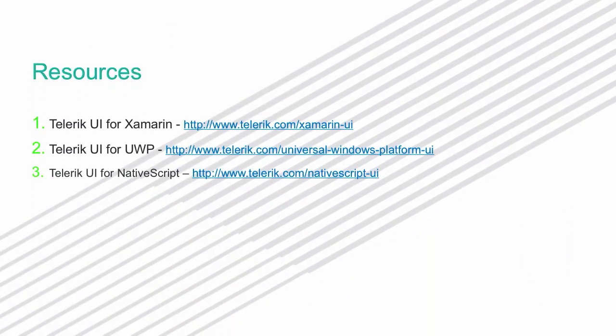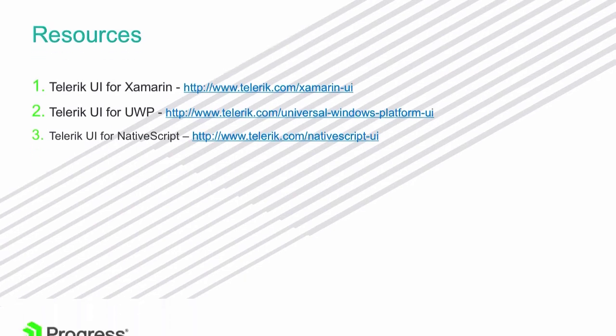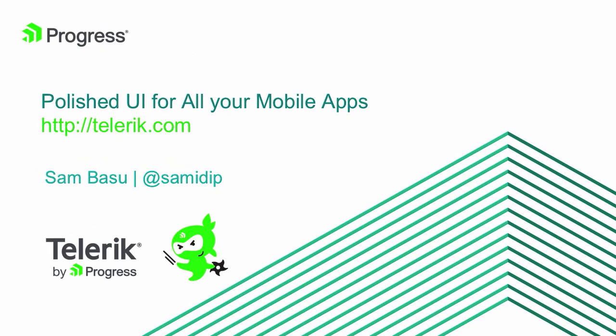So that's it from me. I'm going to leave you with a couple of resources that point you to the product pages for Telerik UI for Xamarin, UWP, and UI for NativeScript if you are building JavaScript native apps. The product pages have links to demos and documentation and all the good stuff. So the bottom line is, no matter what type of mobile app you're building, no matter what your technology stack, we want to make sure we give you the sharpest possible UI controls so you can light up your apps and ship them faster.